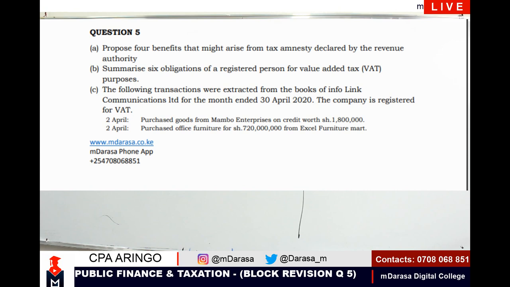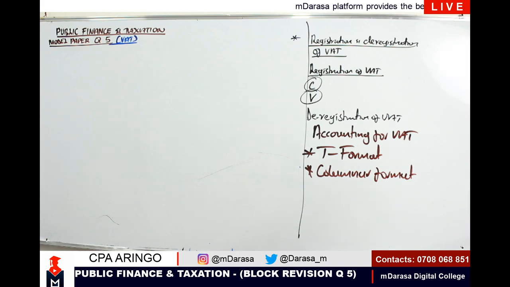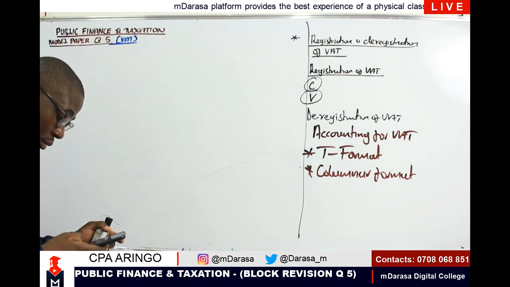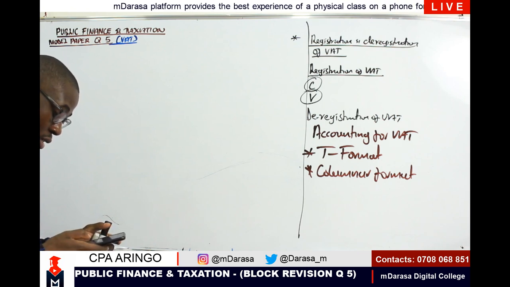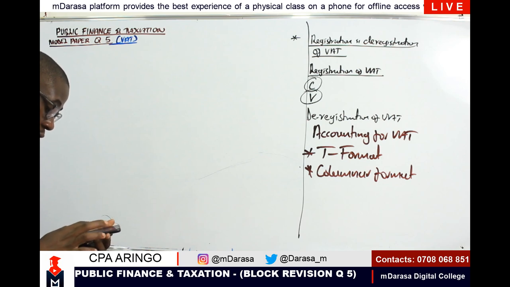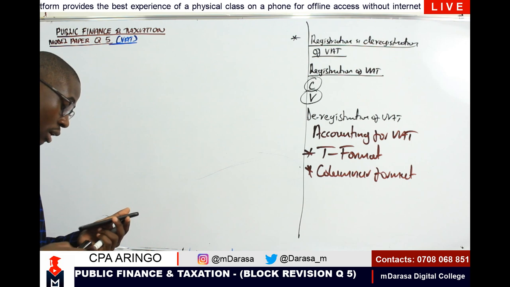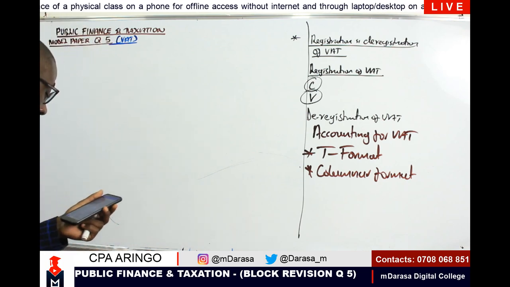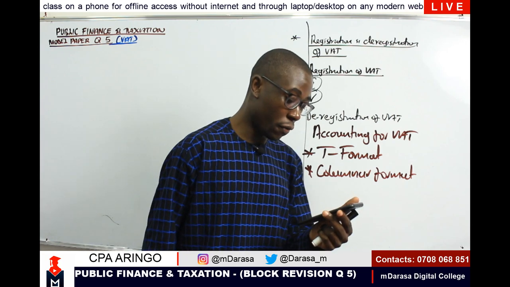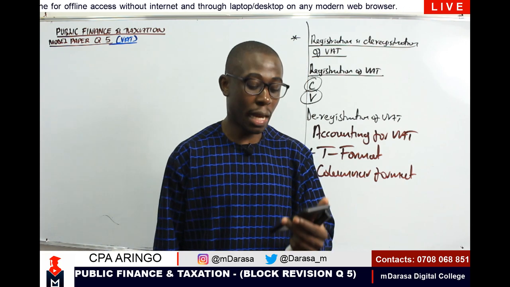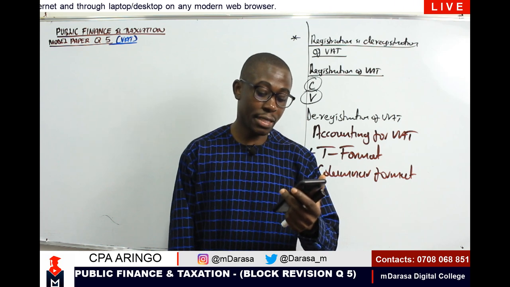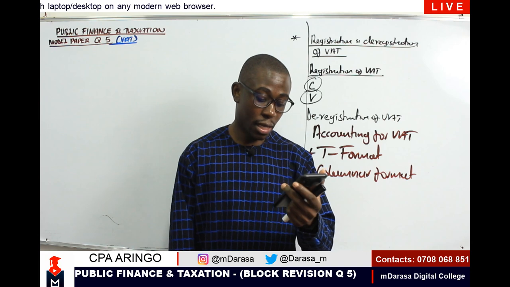So maybe let's just put it down. Number one, amongst the obligations of a taxpayer, we can note and say that the taxpayer has an obligation to pay tax to his registered suppliers. Number two, he has an obligation to apply for registration. Number three, obligation to issue a tax invoice for every supply made by him.